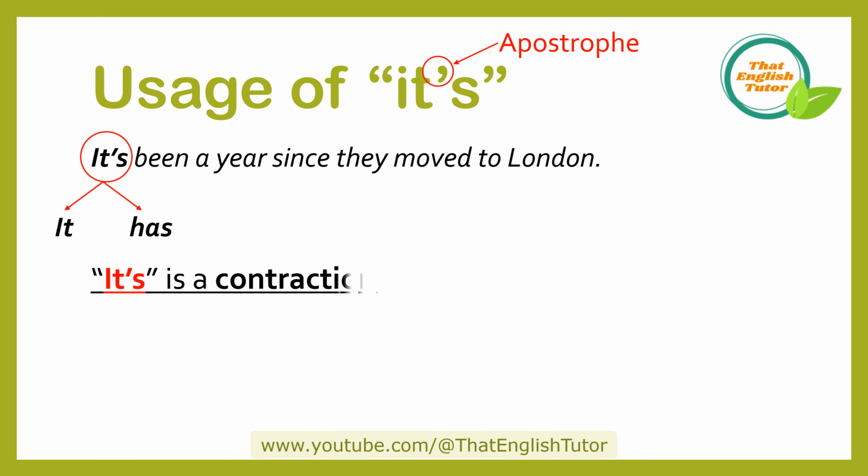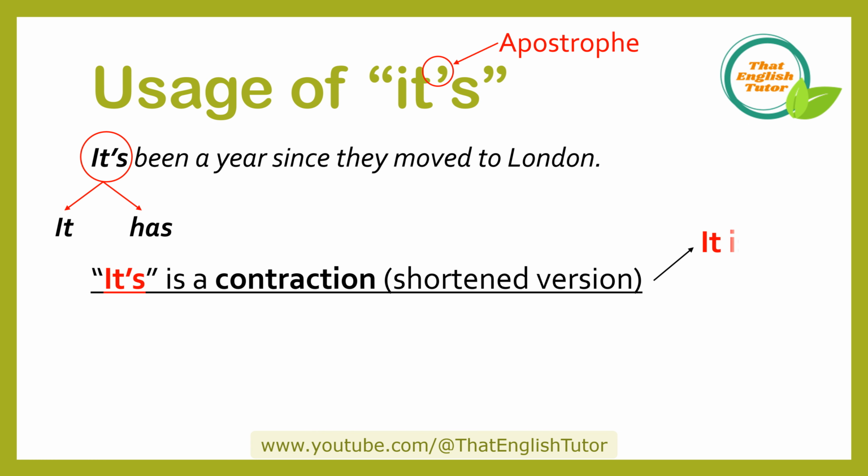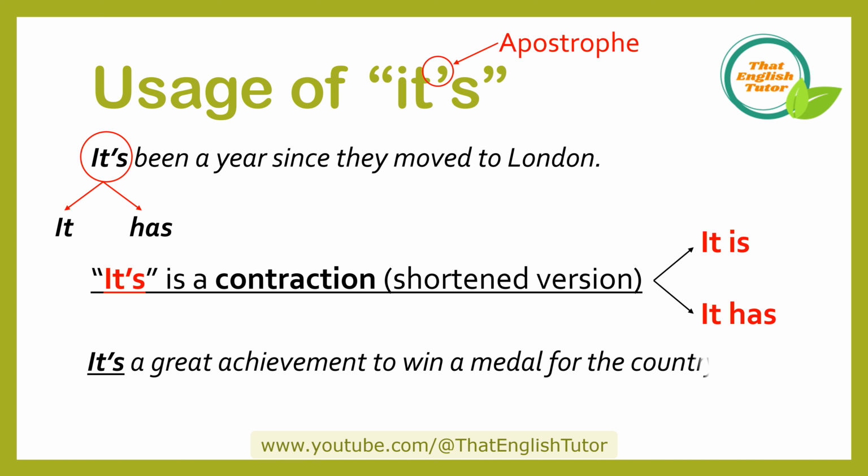It's with an apostrophe is a contraction or a short form that can mean either it is or it has. Let's look at another sentence. It's a great achievement to win a medal for the country. Here, it's is the contracted form or the shortened version of it is. It is a great achievement to win a medal for the country.